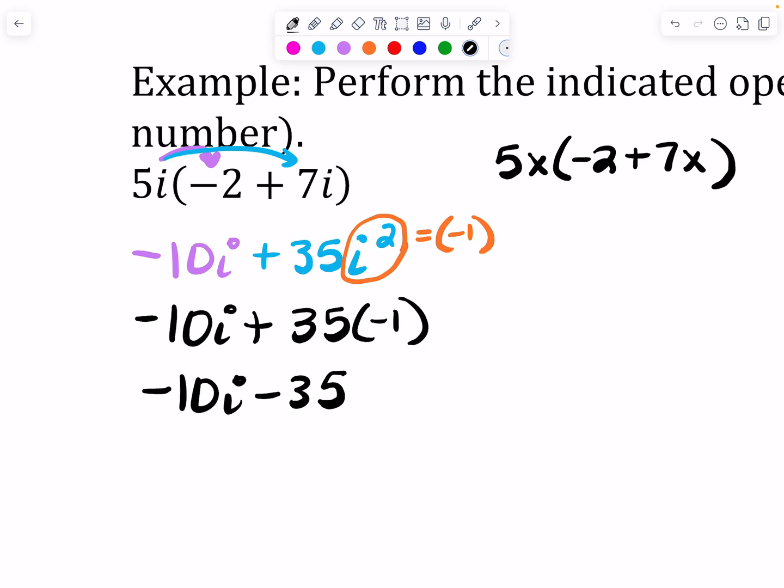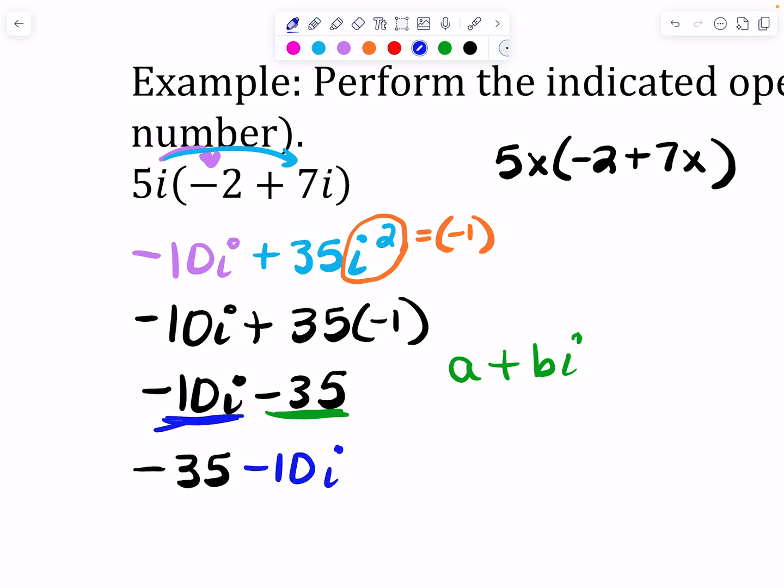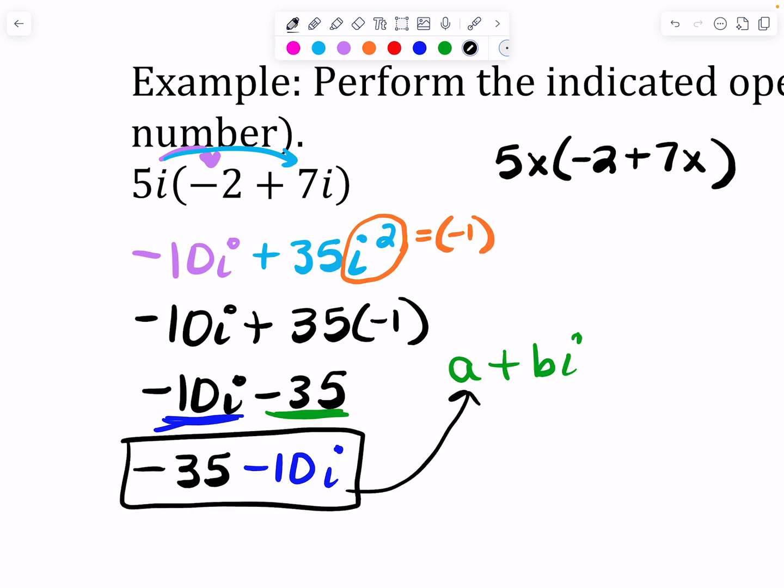Now, this needs to be written in the form a plus bi, so we're going to have to rewrite this with a first, where a is -35, and then our b is going to be -10, and we're going to keep the i attached to it. So now this is in the same form that we need, and that would be our final answer.